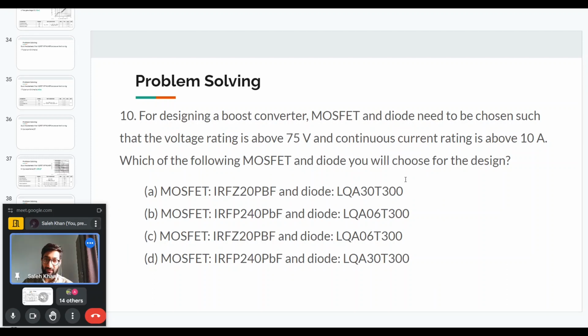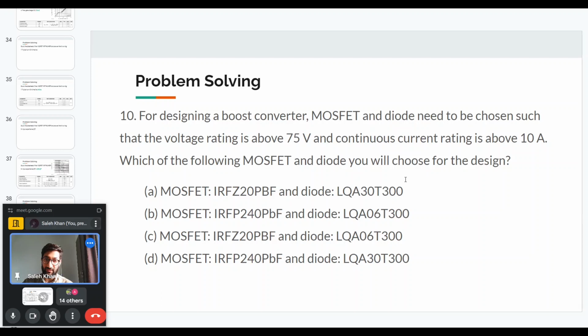So if you see the options, we are actually given two MOSFETs. So the MOSFETs in the option A and C are same, and the MOSFET in option B and D are same. So we are basically given two MOSFETs, and similarly we are given two diodes. The diodes in option A and D are same, and B and C are also same. So out of these two MOSFETs, we have to select one MOSFET, and out of the two diodes, we have to select one diode. So let us look at the ratings of the MOSFETs separately.